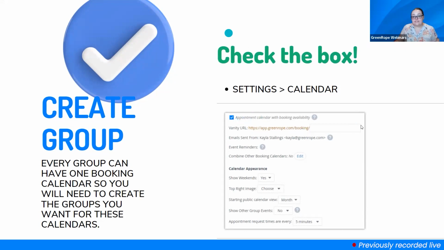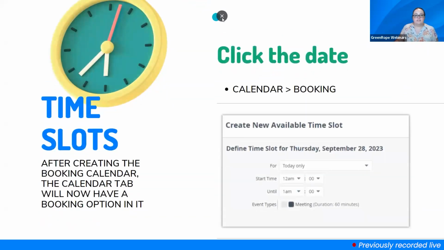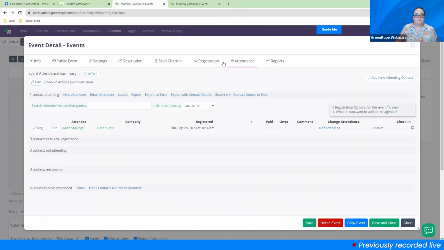But you can say, in this group, I want an appointment calendar. And it is literally as easy as checking a box. This box in here, and I'll show you where it's at in settings calendar. Checking that box automatically says, okay, in this group we now have an appointment calendar, and it creates it for you, and you can start making your time slots literally as soon as you check the box. So let's go ahead and show that.